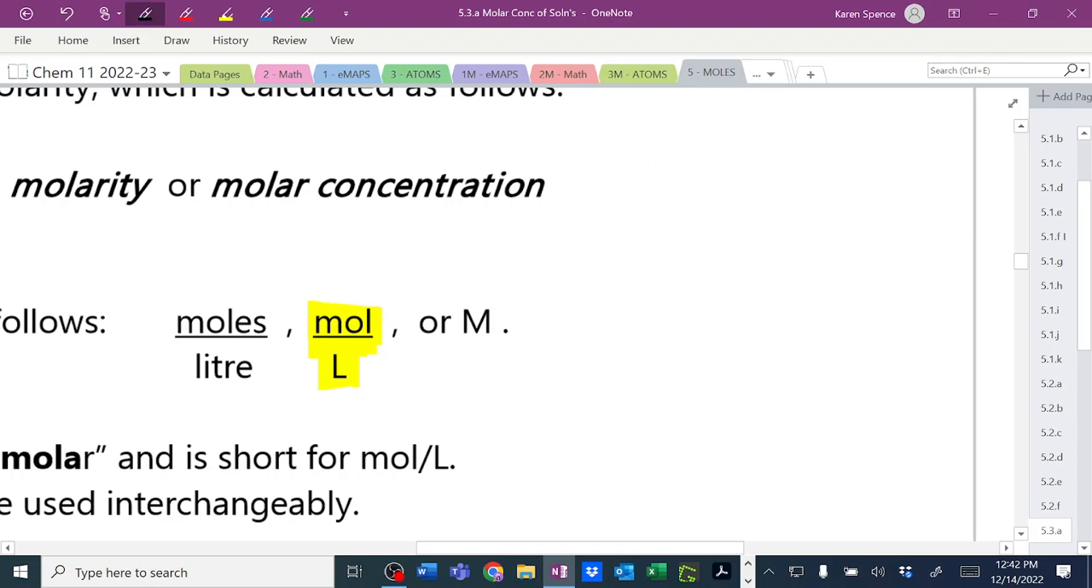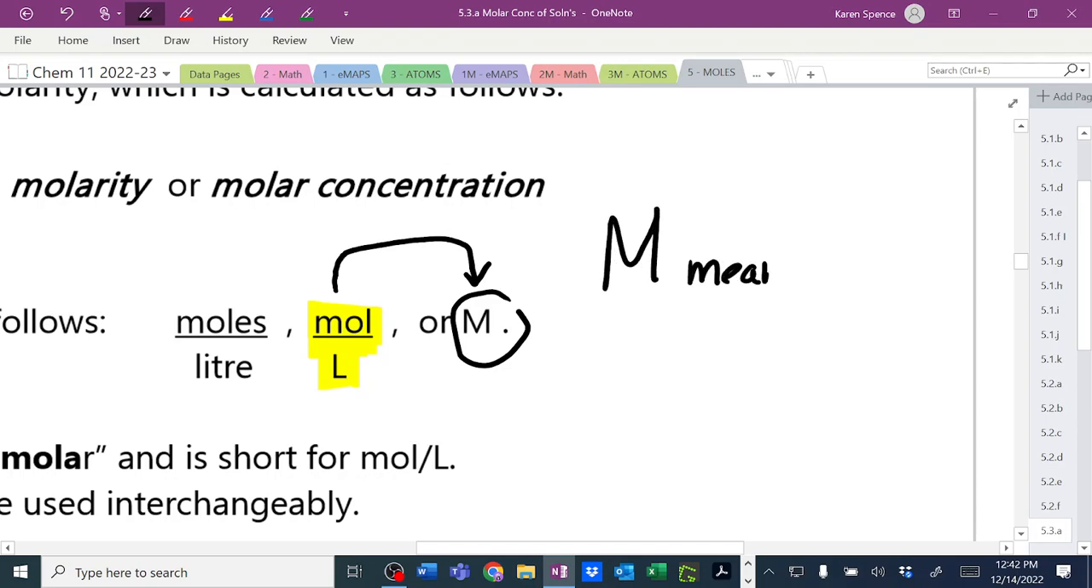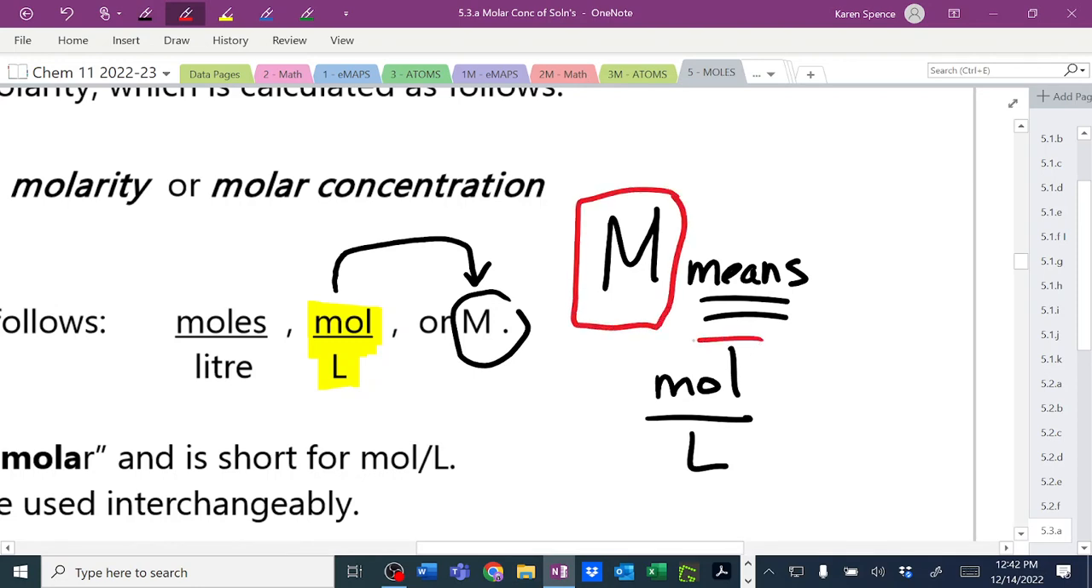Just like that, we often don't want to bother writing out moles per liter, so we just write capital M. Capital M means mega, but it also means moles per liter. So the 2 units are in that one capital M. These two are the same.